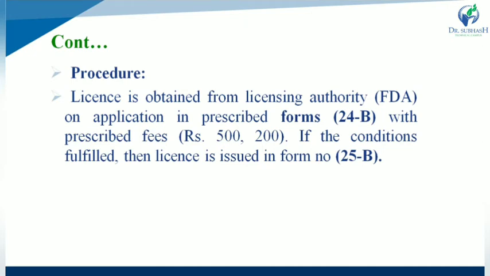So what is the procedure for repacking license? First of all, the license is obtained from the licensing authority. How is it obtained? By filling form number 24B and paying the fees of around 500 and 200. And if the conditions are fulfilled, then the license is issued in form number 25B.